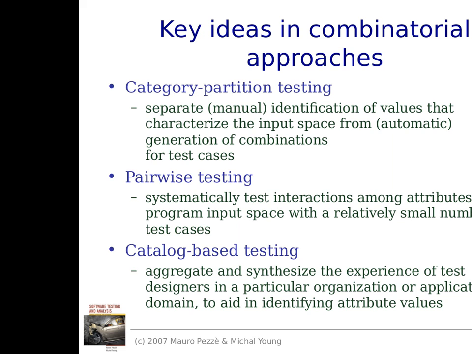The three ideas that the book presents are, first, category partition testing. And this is what I would say is most of the intuitive way that we would go about it. We would manually inspect for different values and try and come up with the correct test cases. There's pairwise testing, which is a little more systematic way of approaching it and trying to come up with a simple combination of relatively small number of test cases to evaluate your software. And then lastly is catalog-based testing, and we'll get to that later.